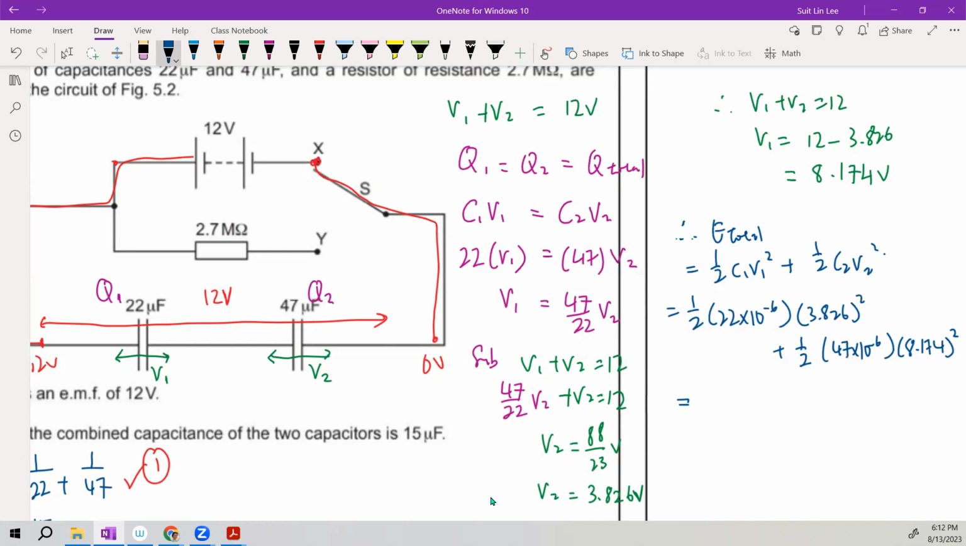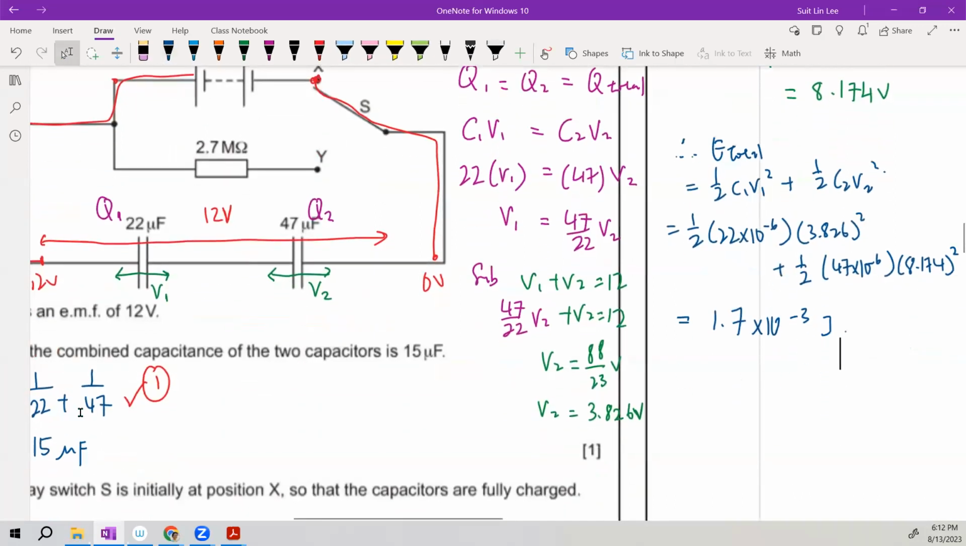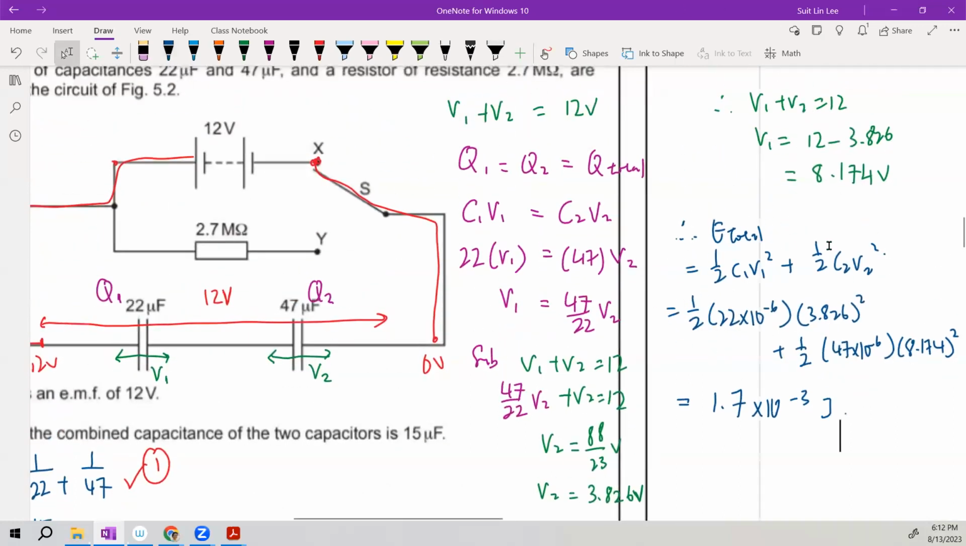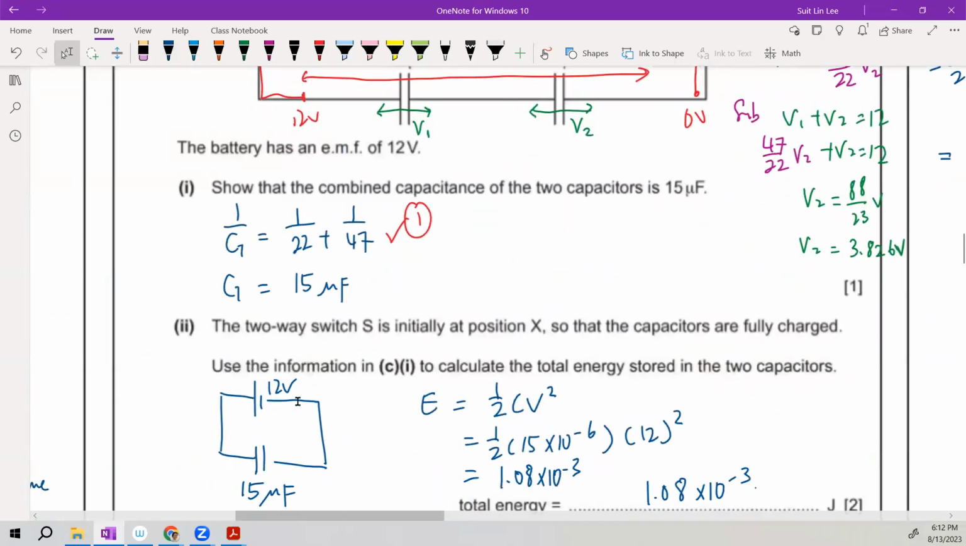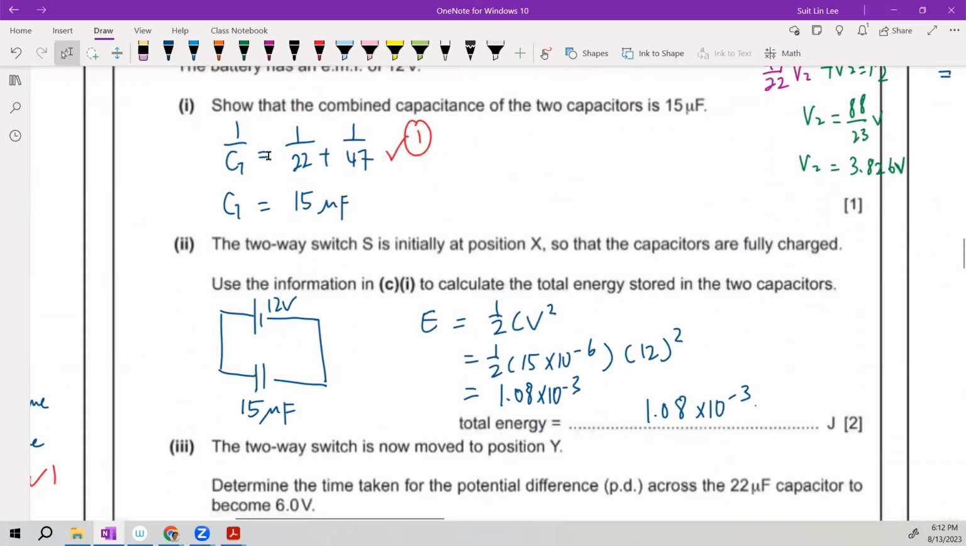So I have 1.7 times 10 to the power of negative 3 joule. Well, it's not exact because this 15 is already rounded, but it's close enough. Okay, so you can do it this way, but I generally don't recommend it because A, it's too much work for too little marks during the exam. B, they already tell you to use this stuff, so it would be the same.